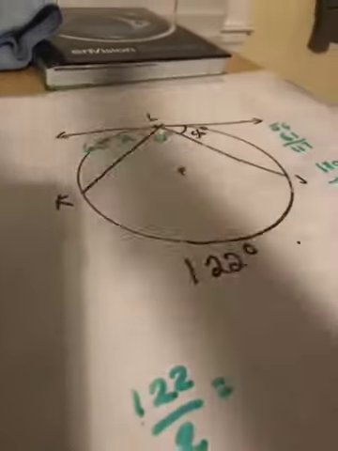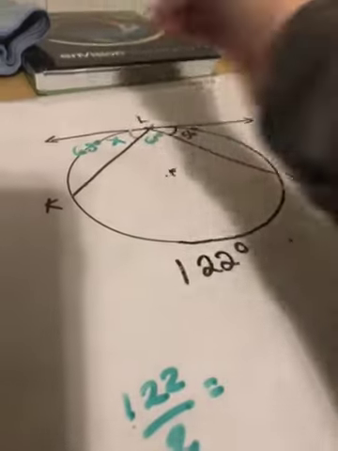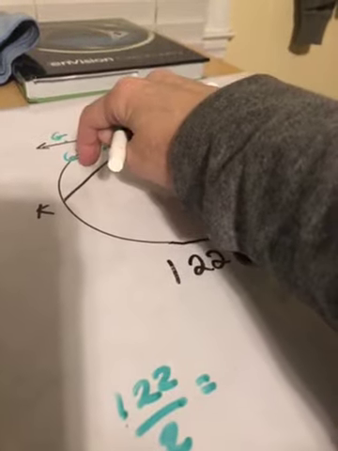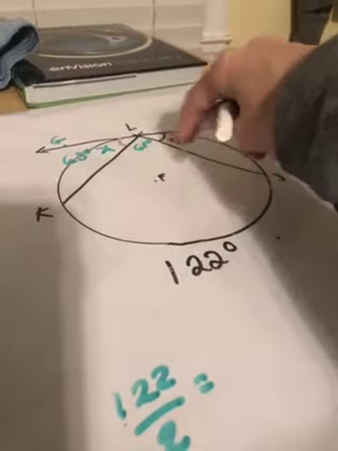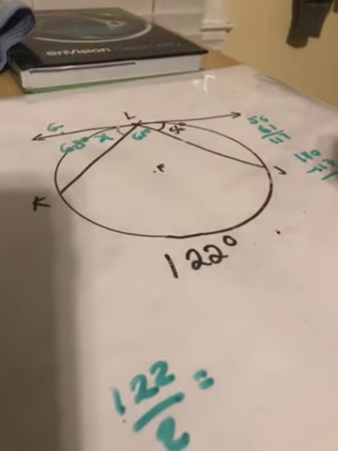Okay, so we know what all 3 of our angles are, and this is GLK, number 8. So actually, you can find all your angles first.